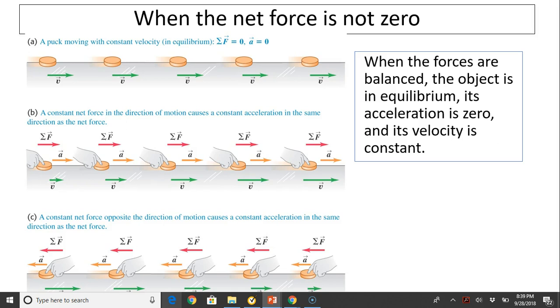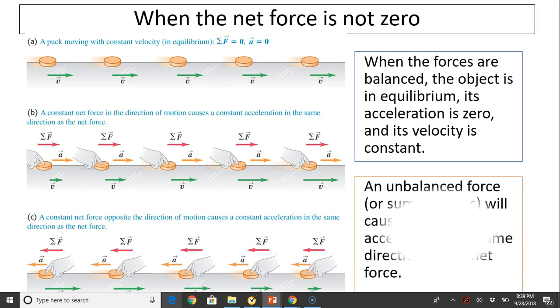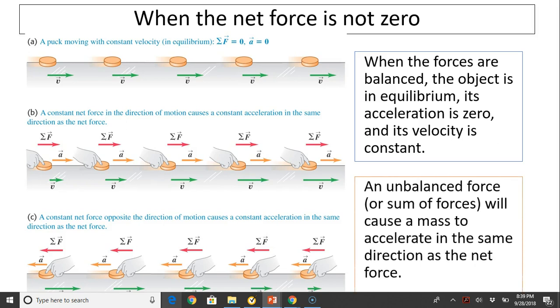As you can see, in B and C, a net force is applied and acceleration is produced in the same direction as the force. When an unbalanced force acts on the object, it will cause the mass to accelerate. The acceleration will be in the same direction as the net force. So B is the case when the force is applied in the same direction as motion, and your velocity will increase. When a force is applied in the opposite direction of motion, the velocity will decrease. So in both cases, acceleration is in the same direction as the force.